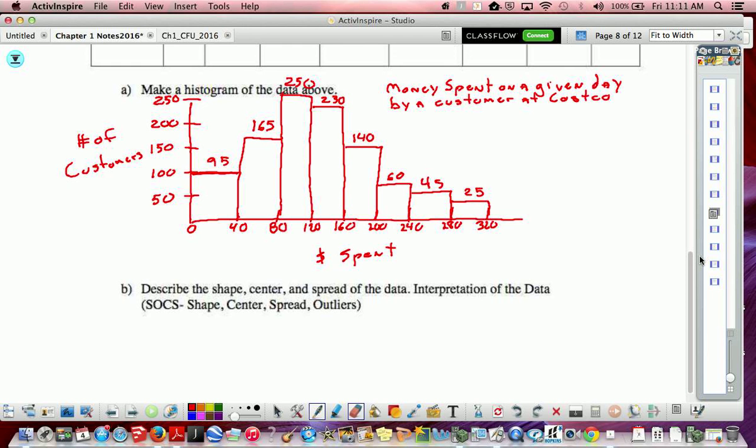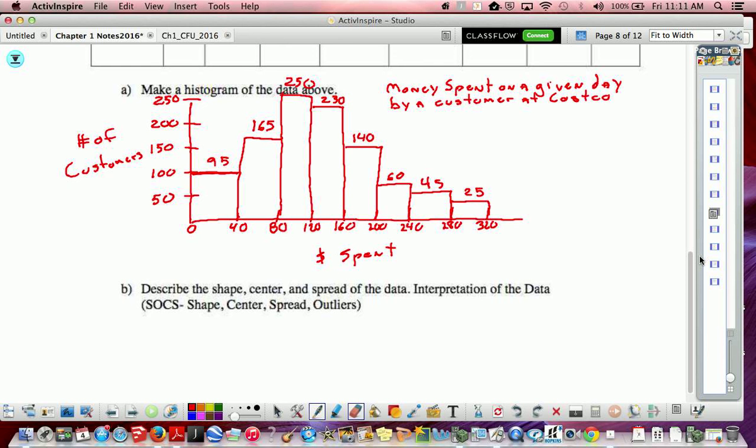Give you a little time to finish the graph before I do part B. Sorry, I'm standing in some of your guys' way.